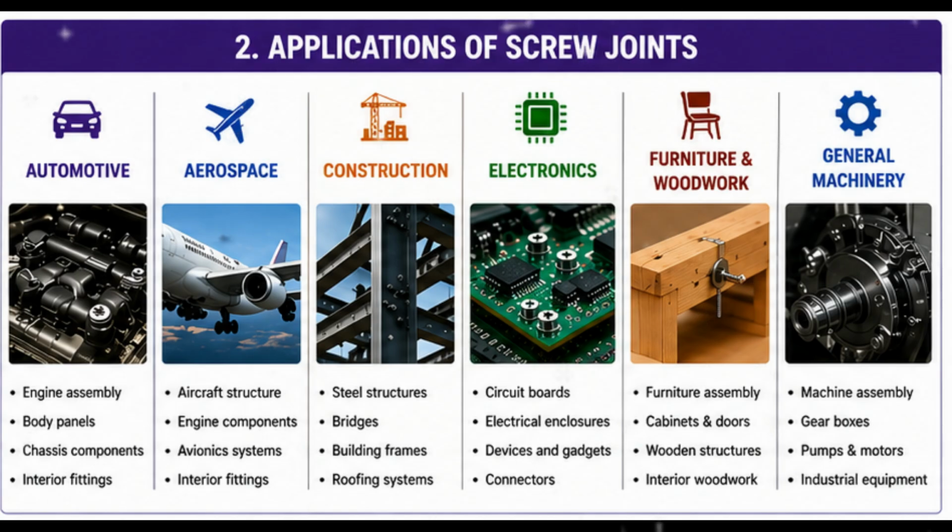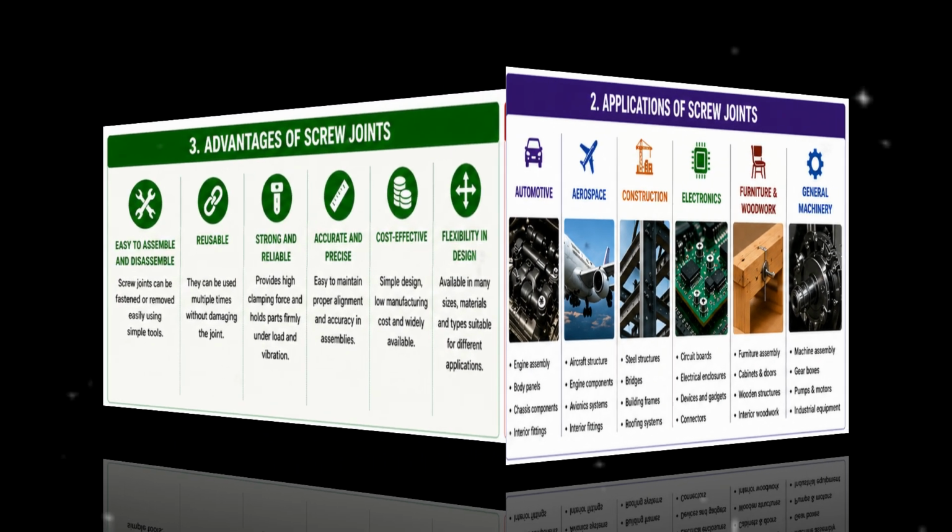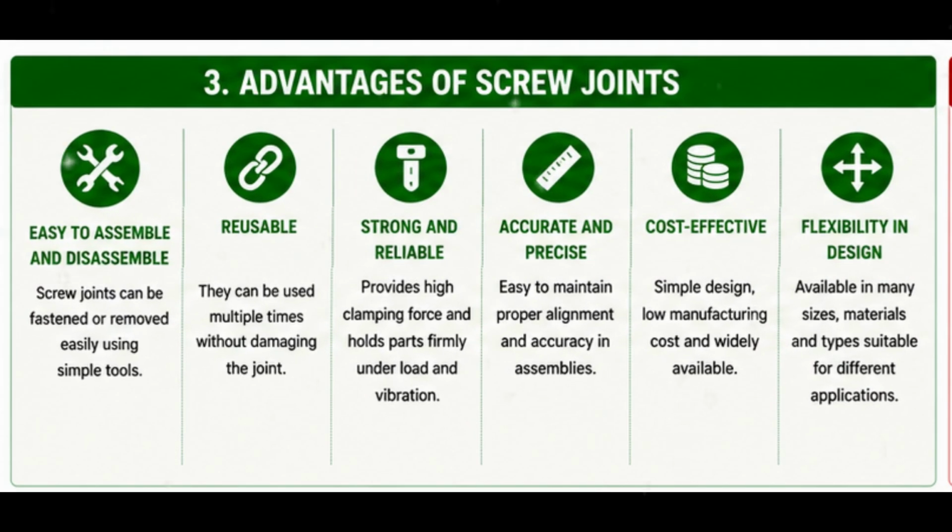Now, think like a design engineer. Why are screws so widely used? Because they are easy to assemble, easy to disassemble, reusable. They provide strong clamping force. They are economical and they allow flexibility in design. That's why screws dominate mechanical systems.